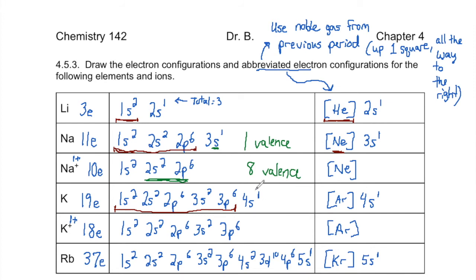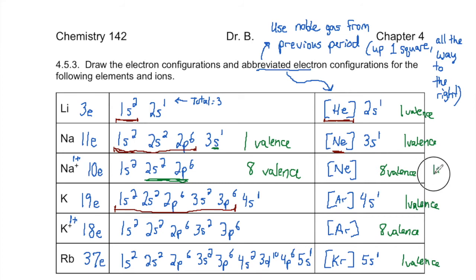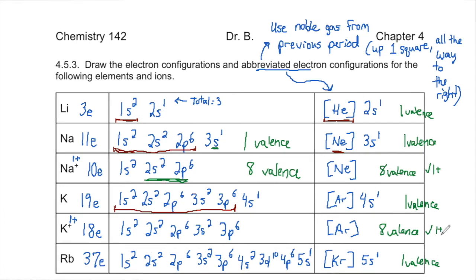So when these alkali metals are not charged, when they're neutral, they have 1 valence electron. So uncharged, these elements have 1 valence electron. When they form an ion with a +1 charge, these two cases over here, then they have 8 valence electrons. So the chemistry that these elements do is based on their electron configurations.